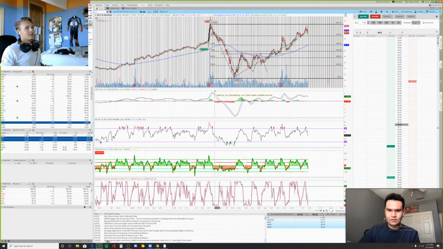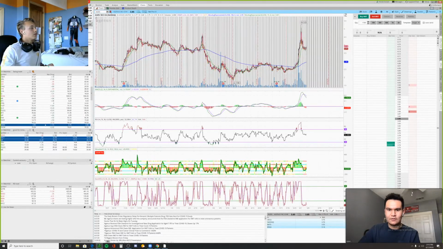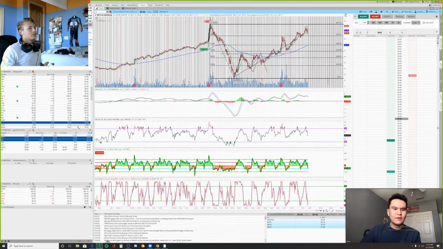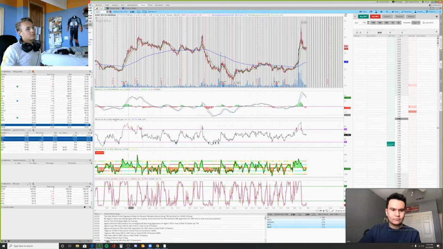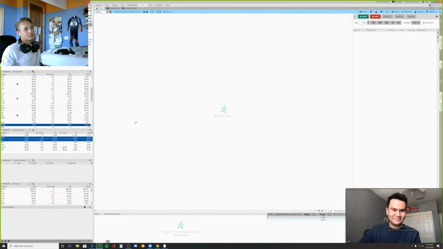Zillow, consolidating. It's really, really high. You can't really do anything with it. I'd just wait for another opportunity, wait for a pullback. Agen, don't do it. It's too overbought and it's too volatile.